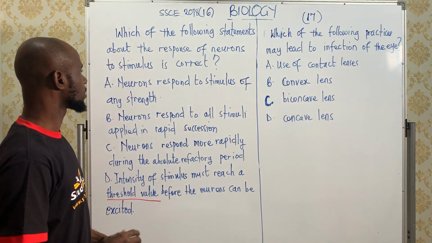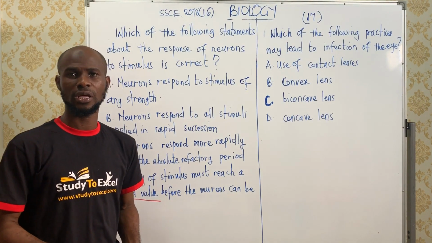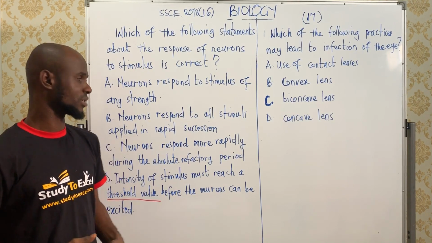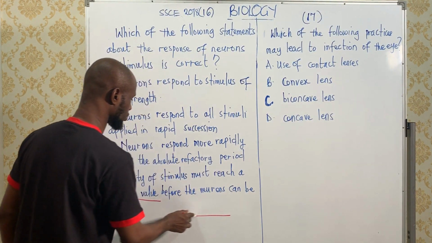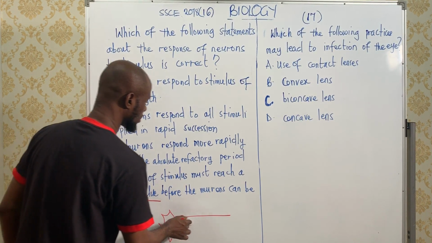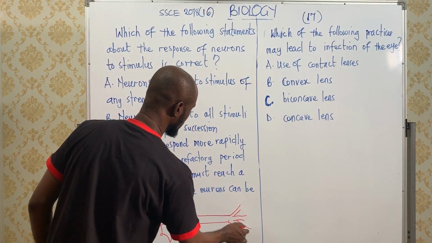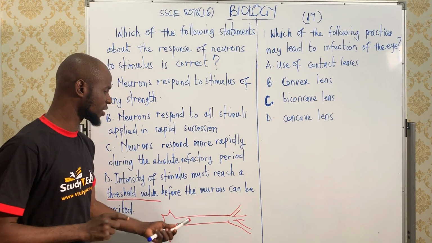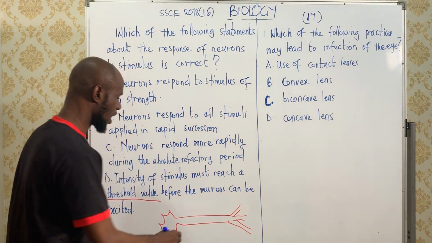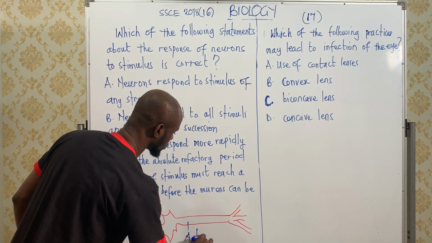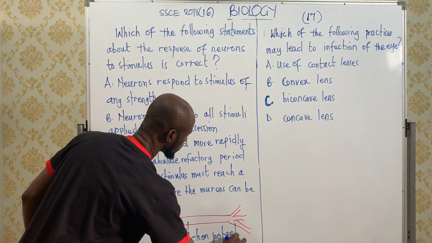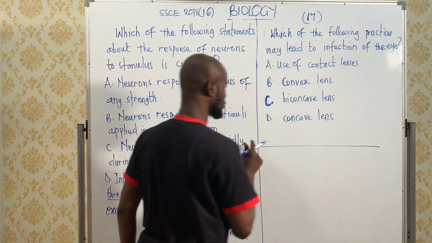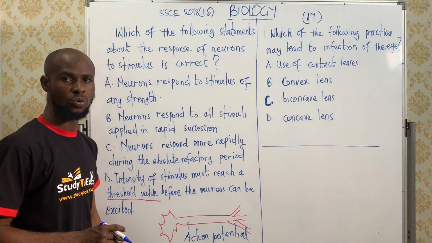So let me actually tell you about neurons. Neurons are electrical wires in the body, and they transmit information in form of electrical impulses or electrical messengers. So whenever you hear neurons, this is what should come to your mind. This is the neuron, and the working potential in that particular neuron is called the action potential. So the action potential is divided into different parts. I want to show you where the issue of the threshold value occurs.